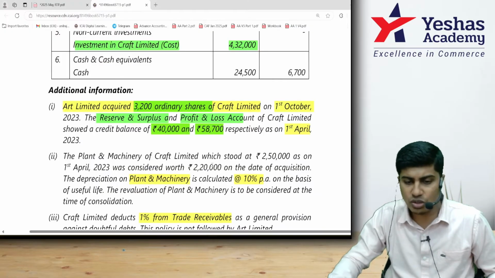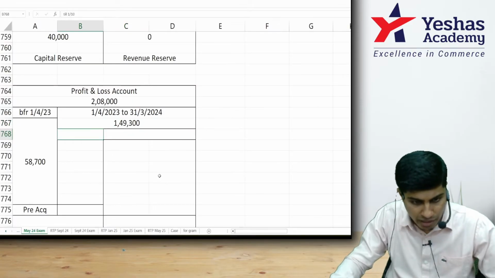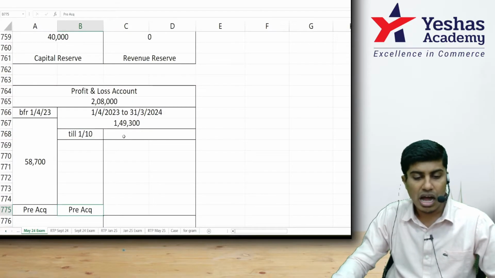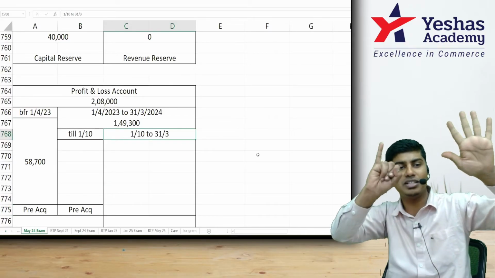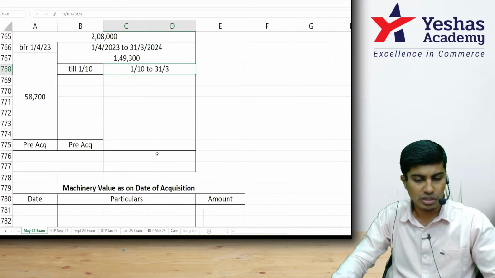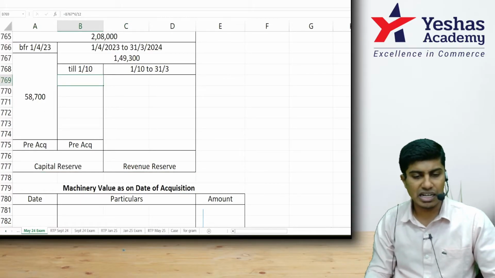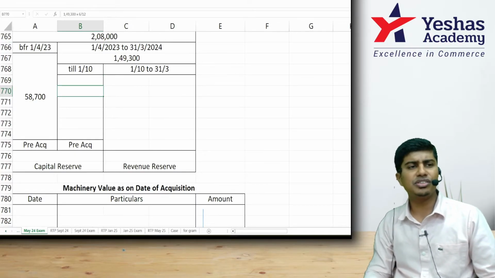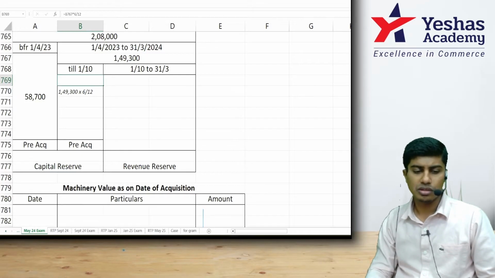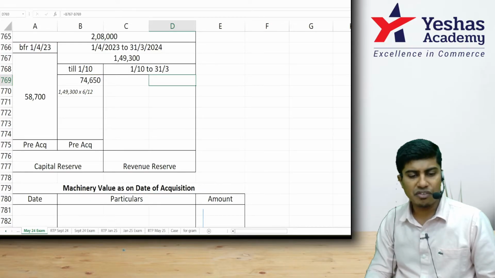The acquisition actually happened on 1st of October. Till 1st of October, whatever is there is pre. After 1st of October, October, November, December, January, February, March, 6 months of income is there, no? That becomes post. That is revenue, this is capital. You guys understand this? How many months is it till October? Can I do 1,49,300 into 6 by 12? 74,650. Post acquisition, it will be 74,650.